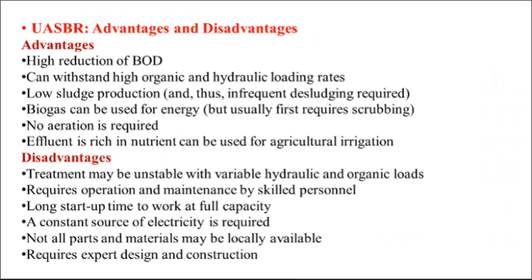Next one, UASB advantages: high BOD reaction rate, can withstand high organic and hydraulic loading rate, low sludge production, biogas can be used for energy and first requires scrubbing, no aeration is required for this unit, effluent is rich in nutrients and can be used as a fertilizer in irrigation.